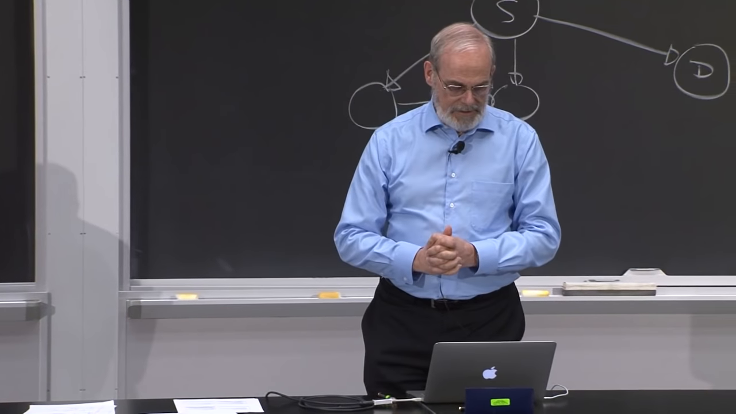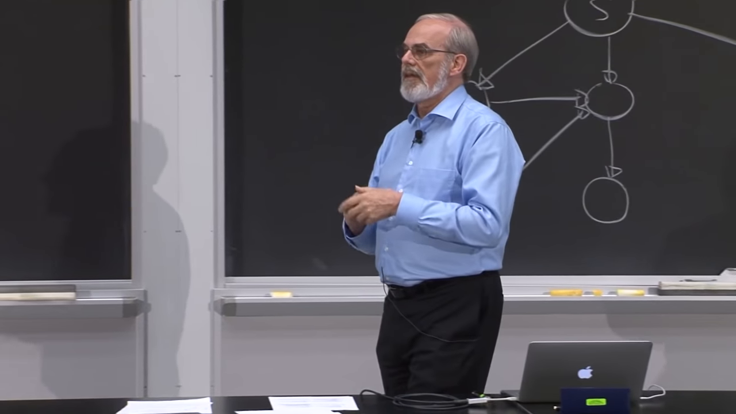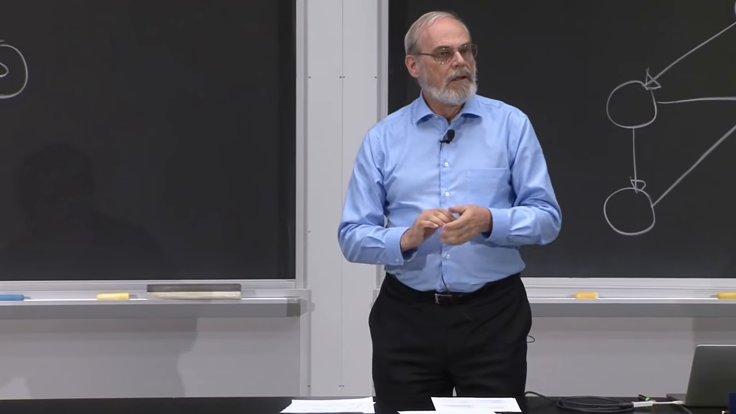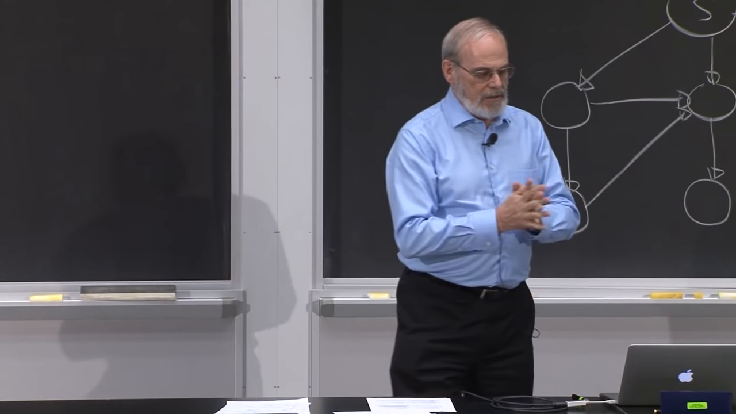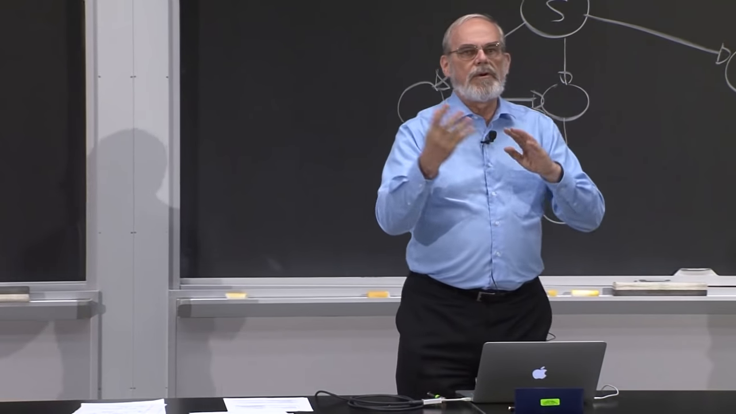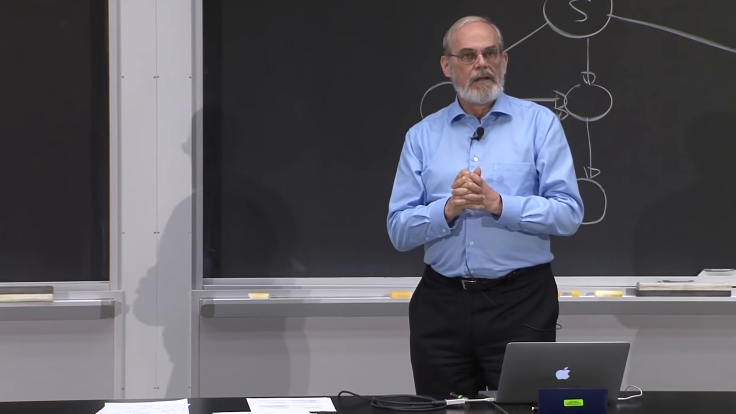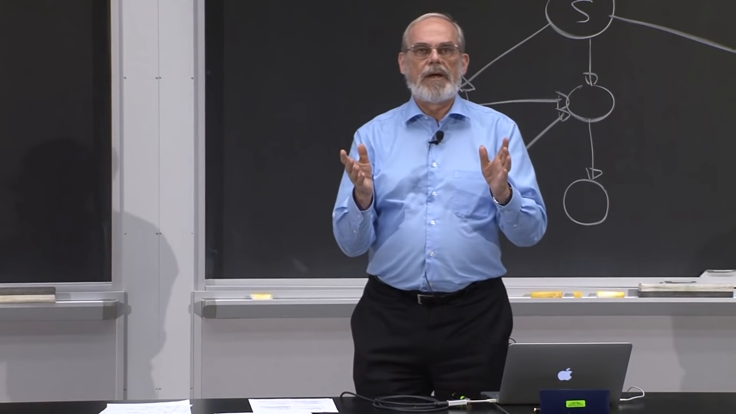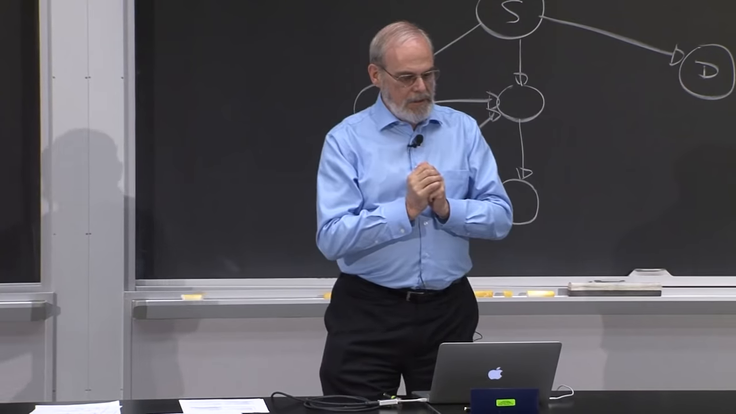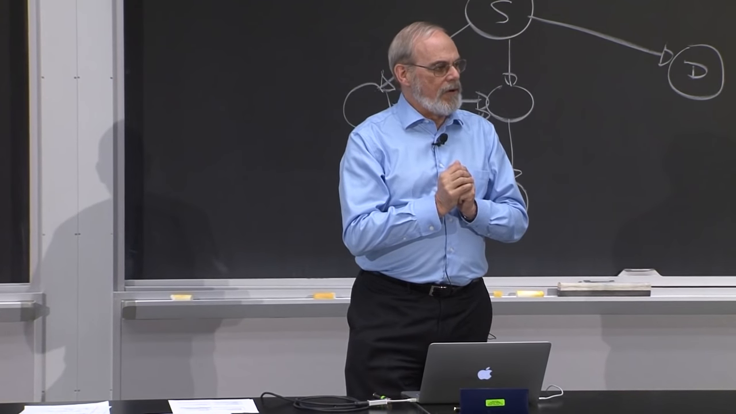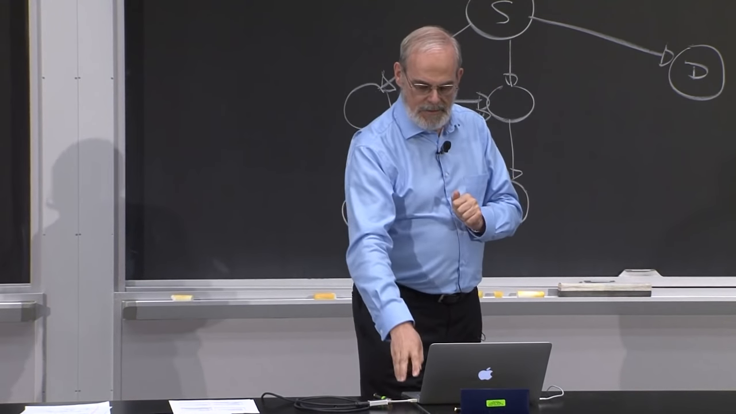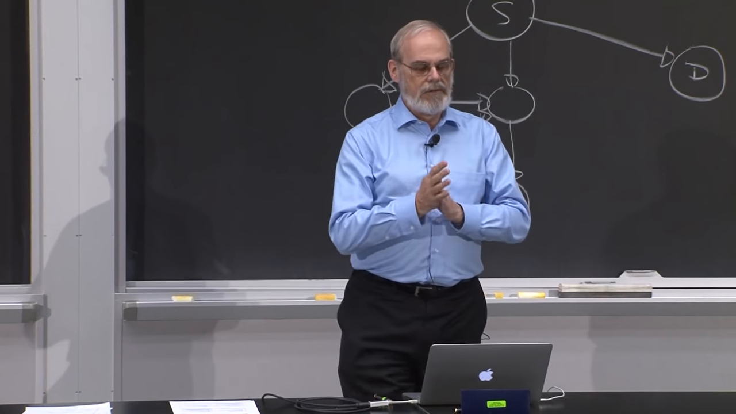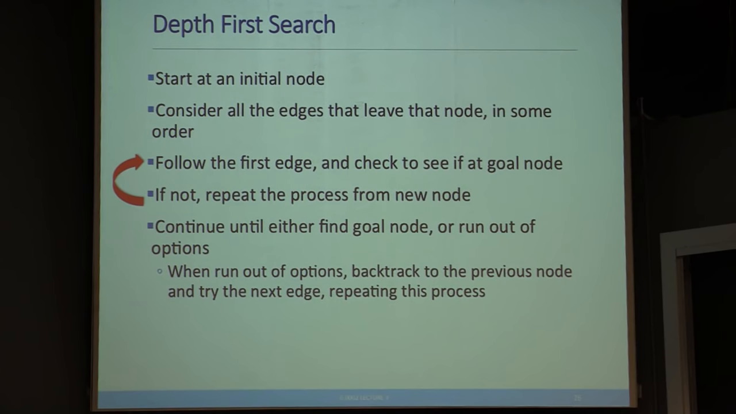So here's the idea behind depth-first search. Start off at that source node, that initial node. I'm going to look at all the edges that leave that node in some order, however order it was put into the system. And I'm going to follow the first edge. I'll check to see if I'm at the right location. If I am, I'm done. If I'm not, I'm going to follow the first edge out of that node. So I'm actually creating a little loop here. And I'm going to keep doing that until I either find the goal node or I run out of options.